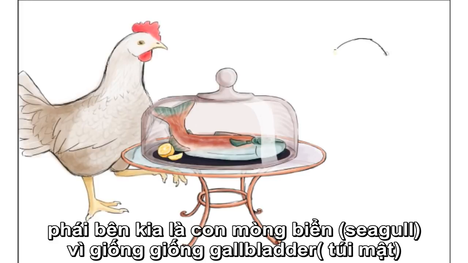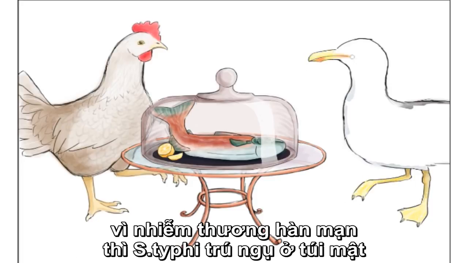Okay, on the other side of the page, we'll have a seagull. This is to represent gallbladder. I know it's a little more of a stretch, but I think you should be okay with it. And this is to remind us that chronic carriers of Salmonella typhi harbor it in their gallbladder.